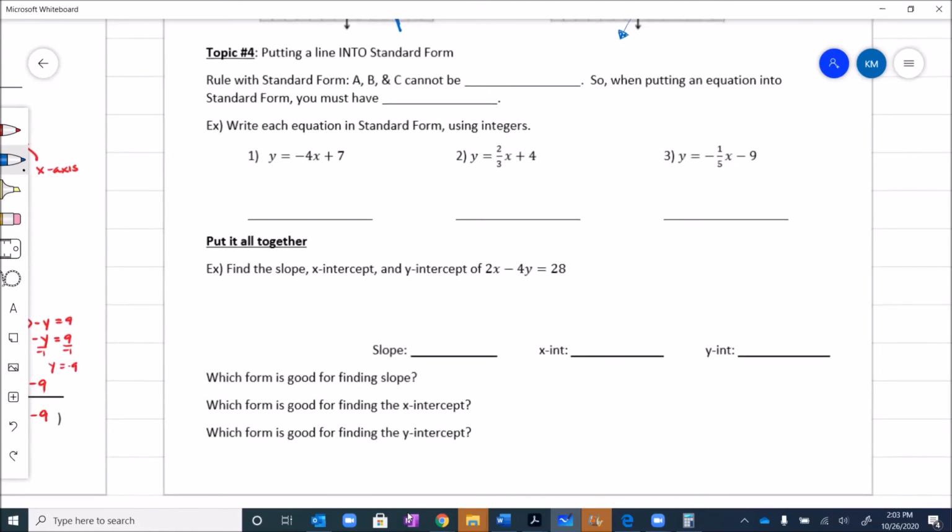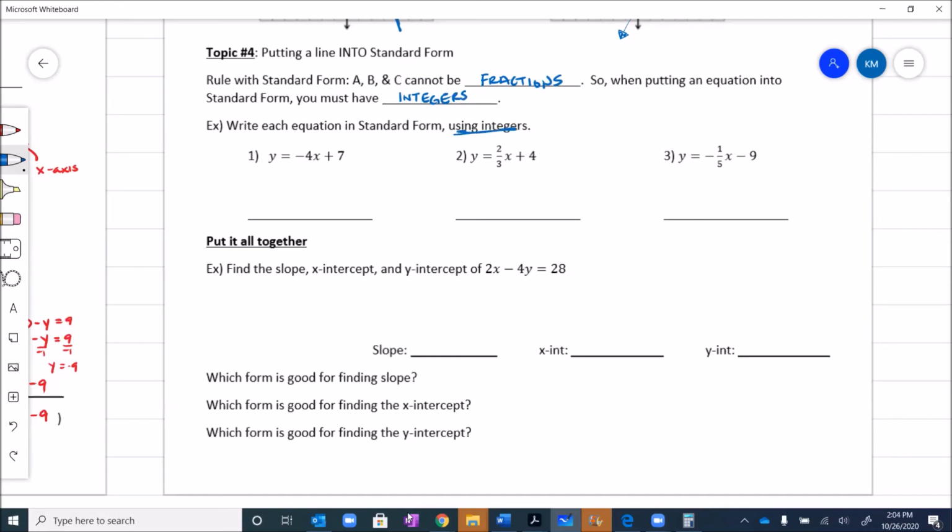we can graph, we can use standard form to find the information. How about getting out of standard form and going back to slope-intercept form? Okay, here's the rule with standard form. Putting a line into standard form, A, B, and C cannot be fractions. So when putting an equation into standard form, you must have whole numbers, integers. Let's just say integers.